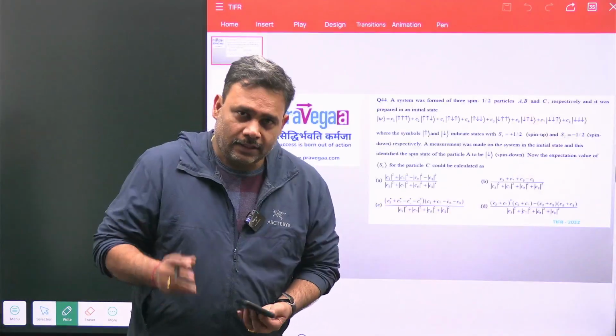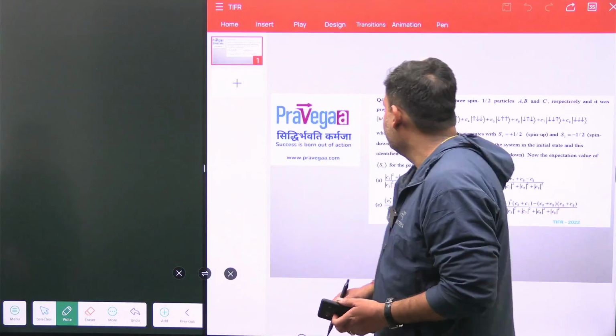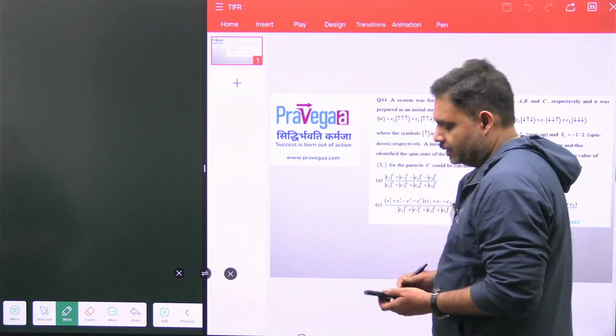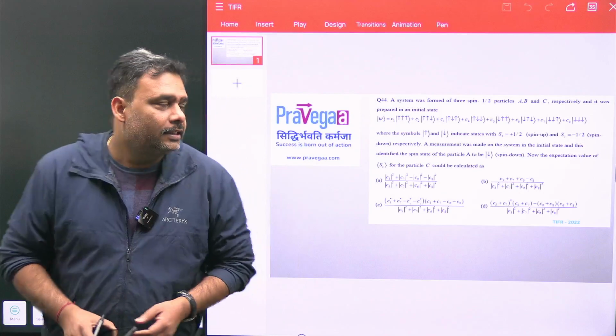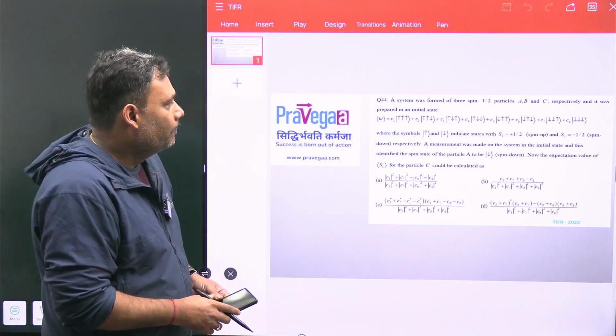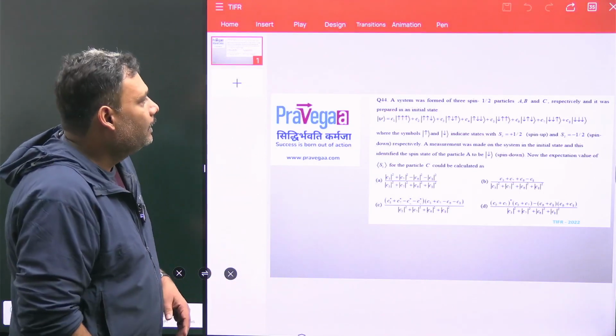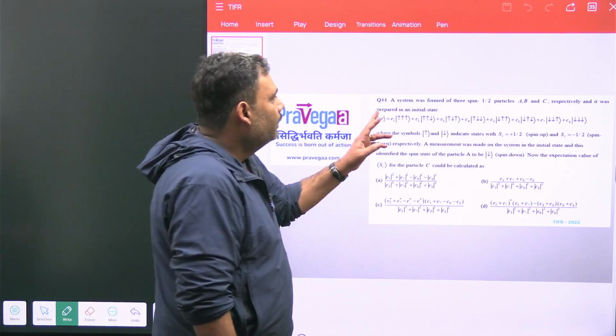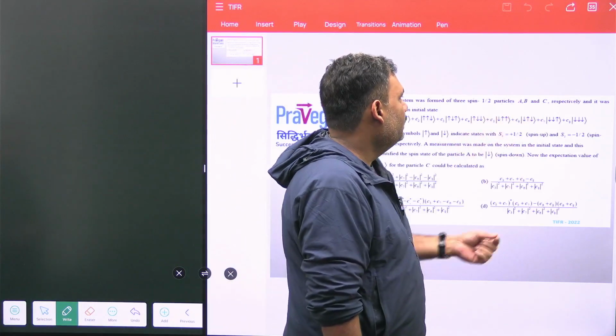So, hello students, let's try to solve one problem from TIFR, and this is mainly a spin problem. So, let's try to solve this particular spin problem.